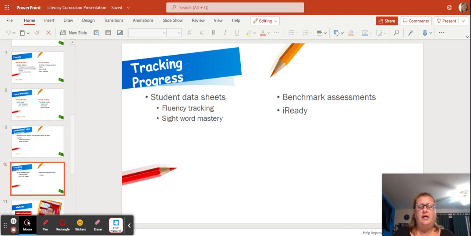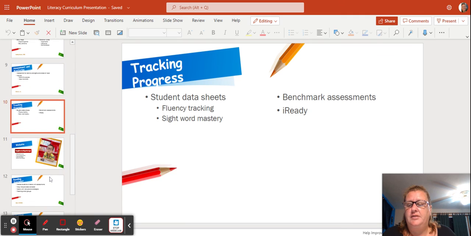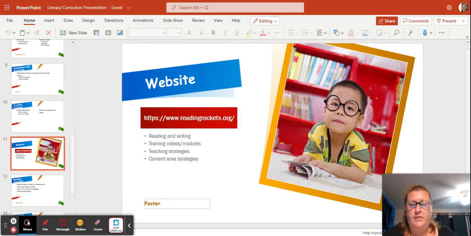Tracking progress. Students can have the ability to track progress themselves. They can do fluency tracking. They can do charts on sight words that they have mastered. Another way to track progress might be benchmark assessments, or a program such as iReady that tracks a student's progress on the computer as they go through the program.